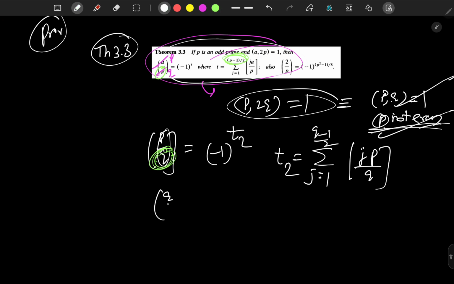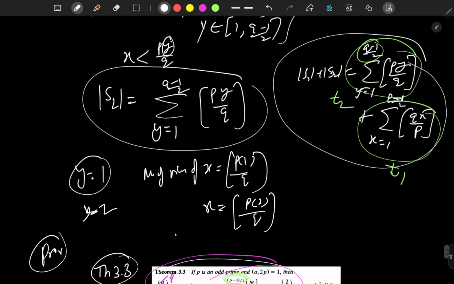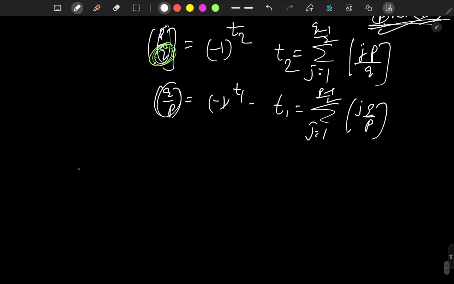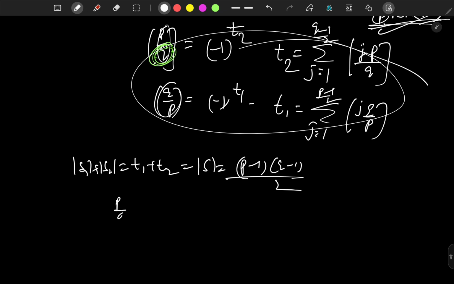So similarly, what can we write? (q by p) equals (minus 1) whole power t1. So t1 is sigma j multiplied by q by p, and it runs from j equals 1 to (p minus 1)/2. So can I write like this? So finally mod S1 plus mod S2 equals t1 plus t2 equals mod S, that is (p minus 1)(q minus 1)/2. So just multiply these two equations. So (p by q) into (q by p) equals (minus 1) whole power (t1 plus t2).